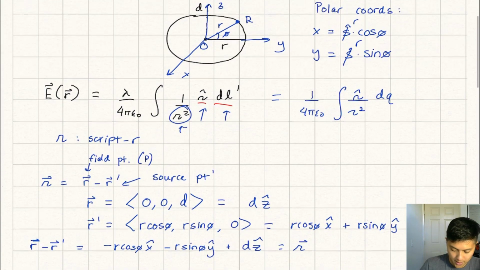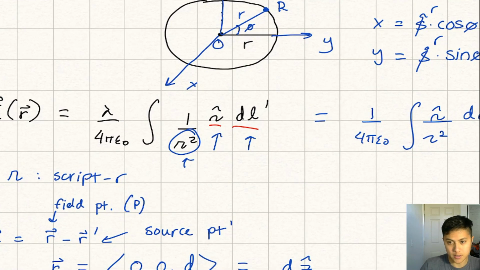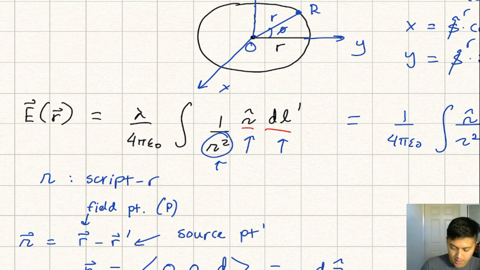So what I've just done is taken the script r vector and divided it by its magnitude to give us the unit script r vector. Because remember, in the formula for the electric field, we need both the square of the magnitude in the denominator, and we need the script r hat vector. Okay, and we're almost there.